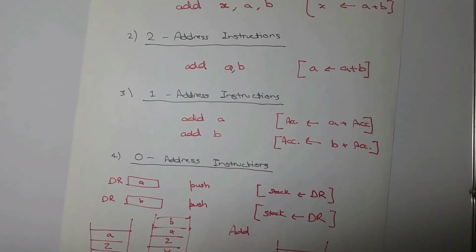So these are four ways to classify instruction format on the basis of number of operands, and we have already seen how to classify on the basis of location of operands.